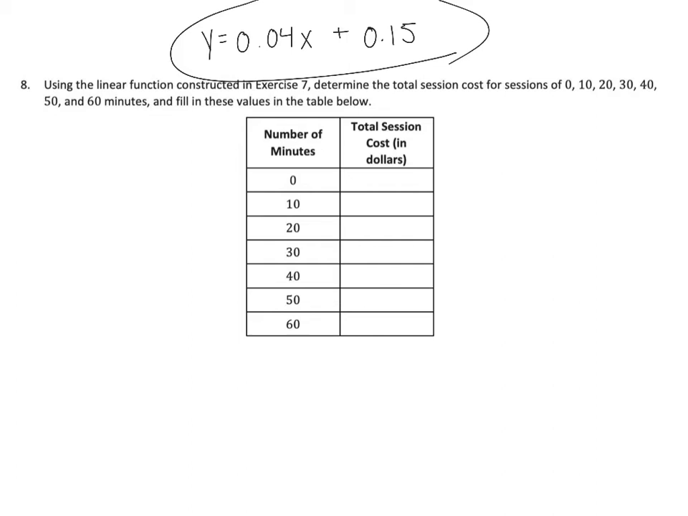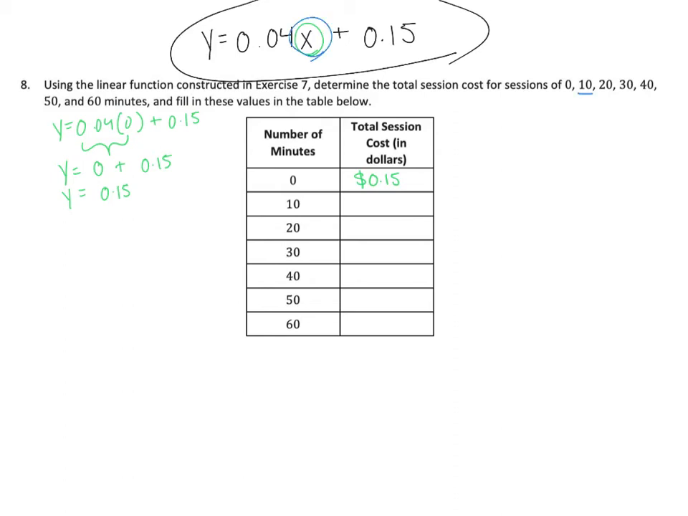So for 0 minutes, that means that we are changing this x to a 0. Well, y equals 0.04 times 0 plus 0.15. 0.04 times 0 is 0. Plus 15 cents, 0 plus 15 cents, she's just going to pay 15 cents. So when she doesn't spend any time actually using this plan, she just logs in, she's going to pay 15 cents.